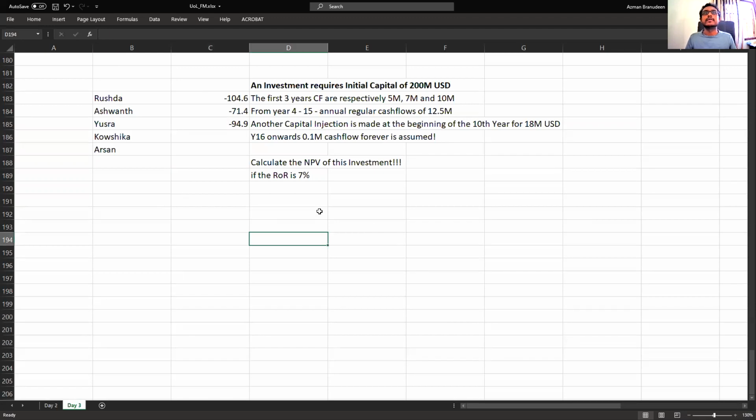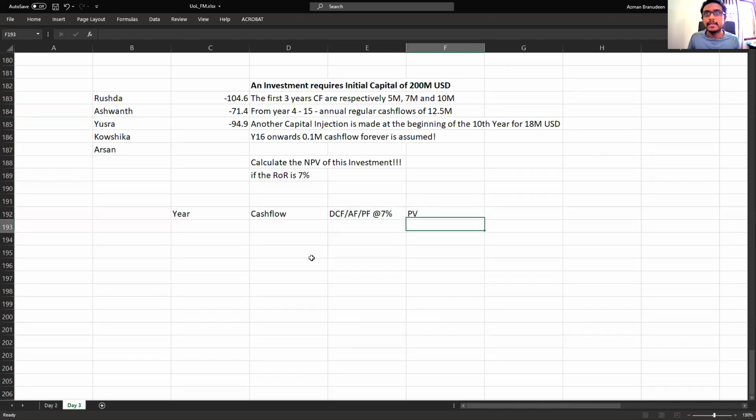All right. So here, cash flow, discounting factor or annuity factor or perpetuity factor, all at 7%. Present value, and then we'll net it off at present. So here year 0 cash flow is 200 million USD. So I want to change my answer.